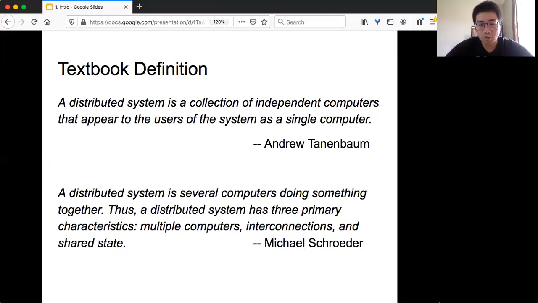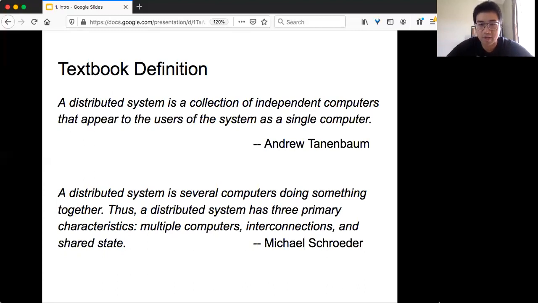And then the next one is by Michael, which is a slightly more complicated one. Okay, we have several computers, they are doing something together. And then the three primary characteristics are that you need to have multiple of them, you need to have a way to communicate between them, and then you need to share something between them. Okay, so now these three components are very important.